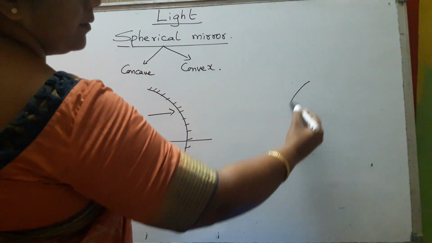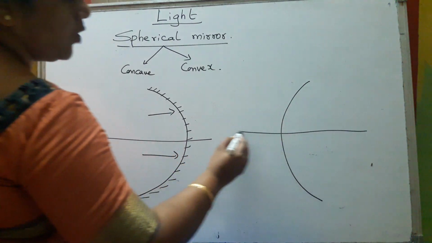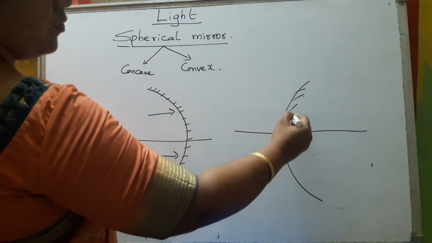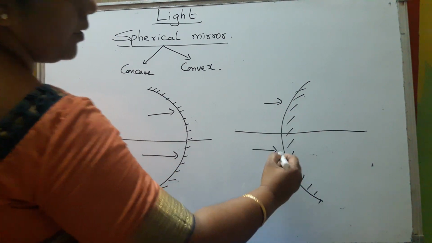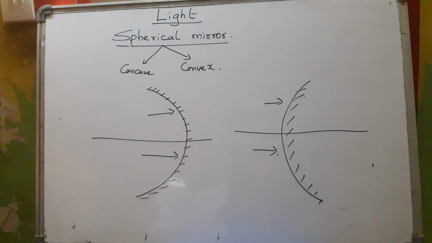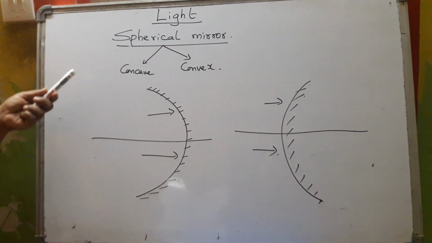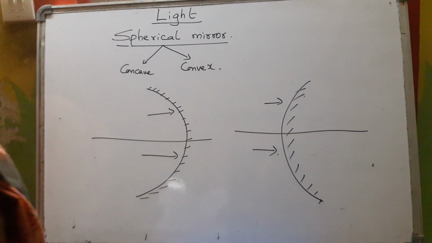And for convex, the spherical mirror whose reflecting surface is curved outwards is called a convex mirror. I hope I am clear. We will move ahead with the concave mirror first. We have some definitions to look into, so we will go ahead with the definitions.